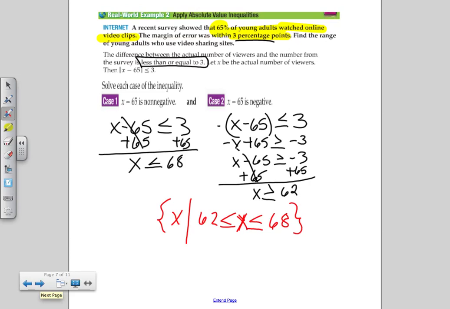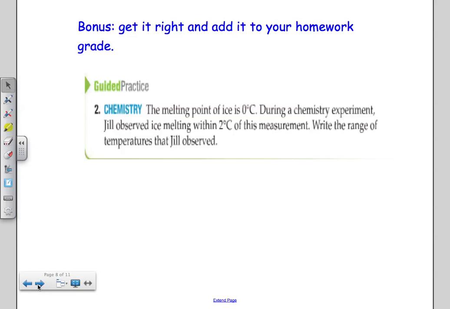Okay. Now, I did add a guided practice problem of one of these, but again, notice it's a bonus. If you get it right, you can add it to your homework grade. If you choose not to do it, that's fine.